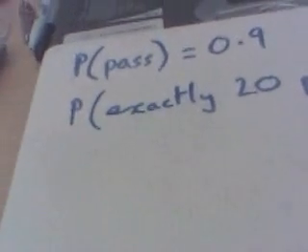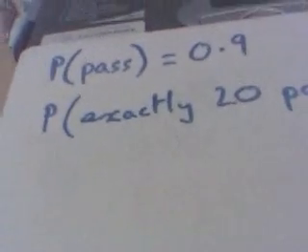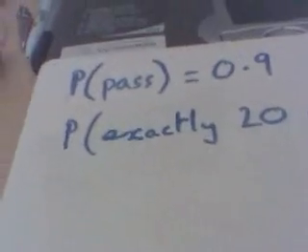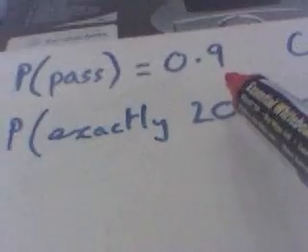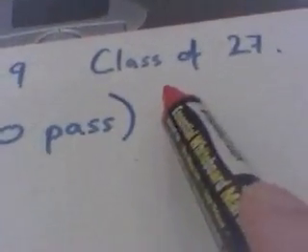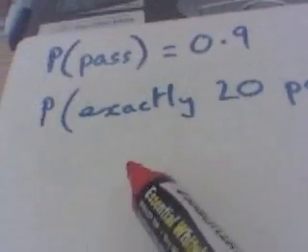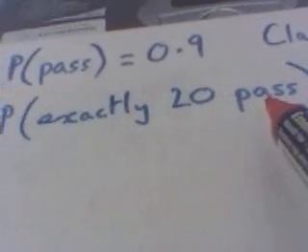Now we're going to use our binomial expansion ideas to work with probability. We've set up a problem here. The chance of passing additional maths is 0.9. We have a class of 27. Find the probability that exactly 20 pass.